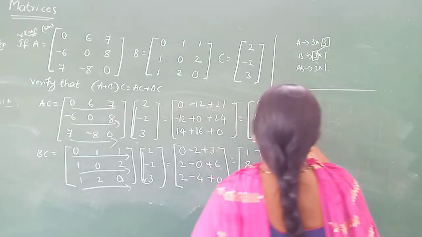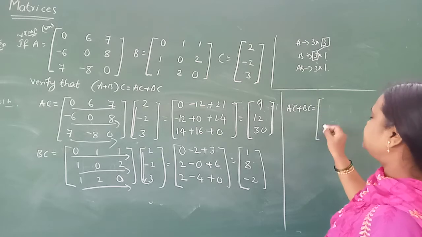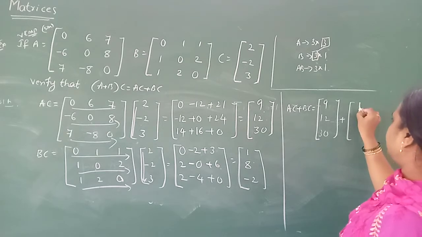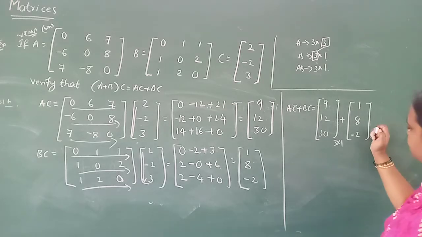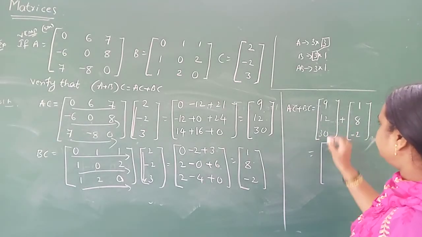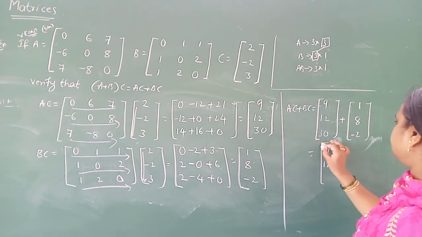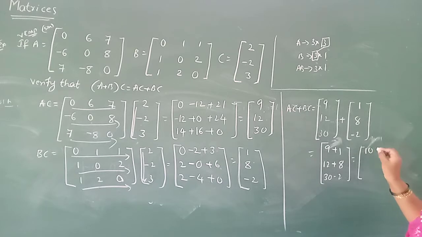And next, AC plus BC. AC is 9, 12, 30 plus BC 1, 8, minus 2. See, this is also order 3 cross 1, this is also order 3 cross 1. Means matrix addition is possible, and we add corresponding elements. 9 plus 1, 12 plus 8, 30 minus 2. Okay, we get 10, 20, 28.